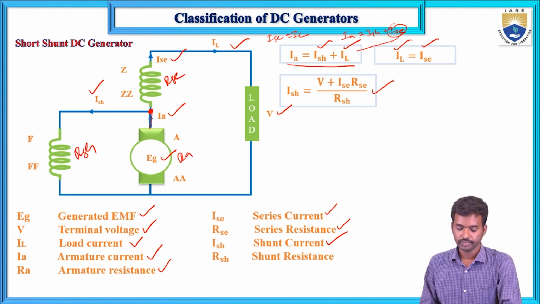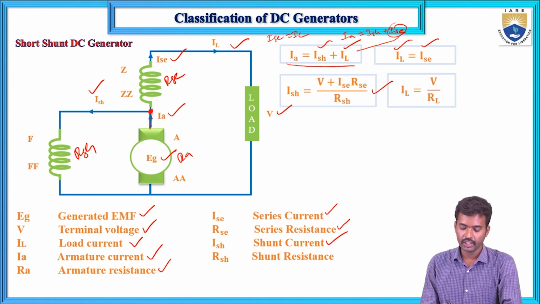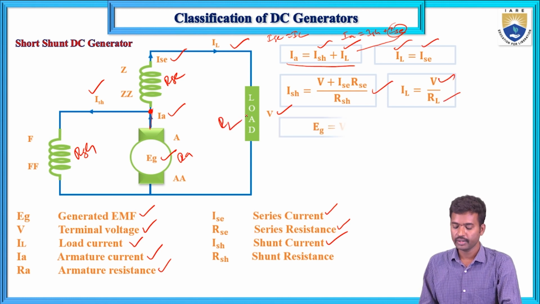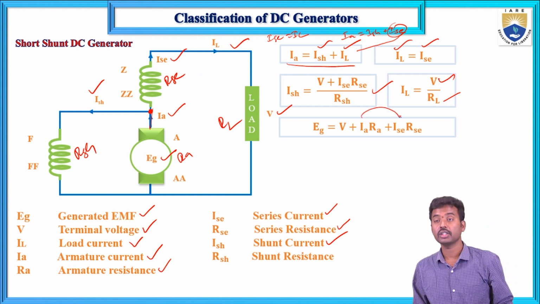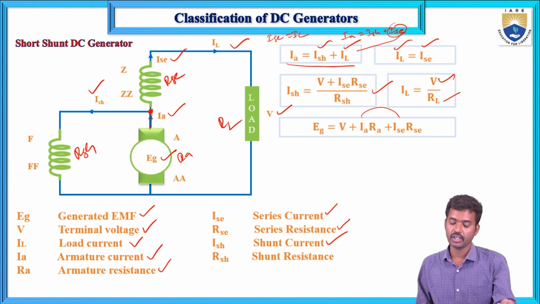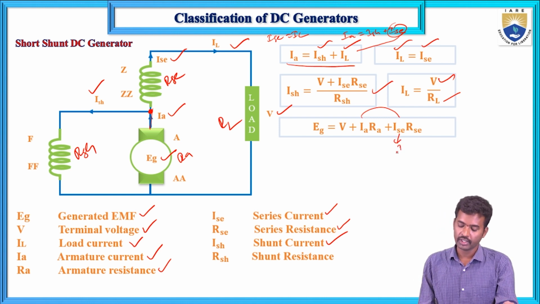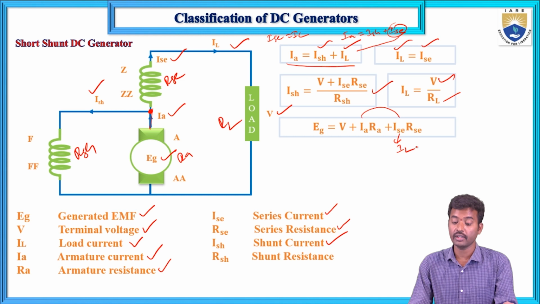And next, the induced EMF. IL equals the same formula, V by RL, where RL is the load resistance, and EG equals V plus IARA plus I series R series. Here IA and I series are not the same, so in place of I series you can write IL only.